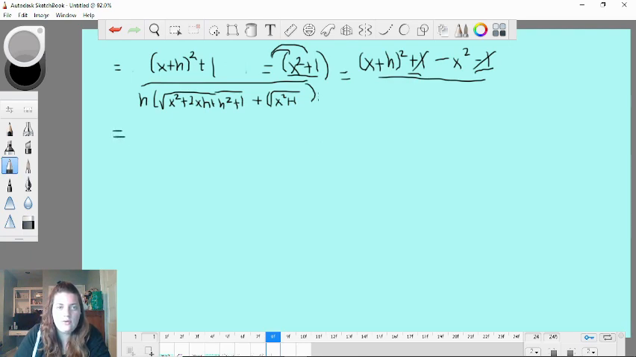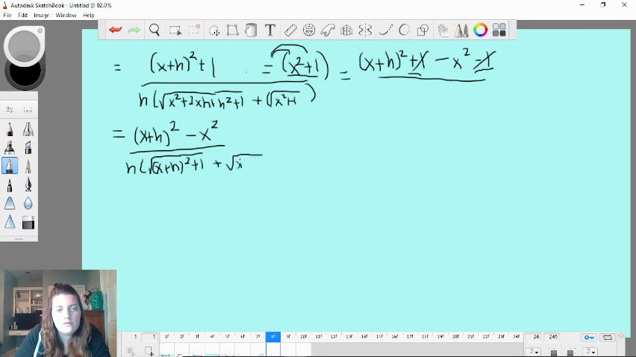So you'll have x plus h squared, that plus and minus 1 canceled, leaving us minus x squared, all over h parentheses the square root of x plus h squared plus 1 plus the square root of x squared plus 1. Okay. I haven't worked it out for you yet. So let's go ahead and flesh out the x plus h squared now.